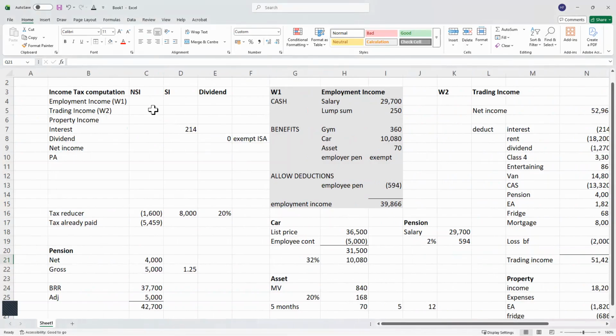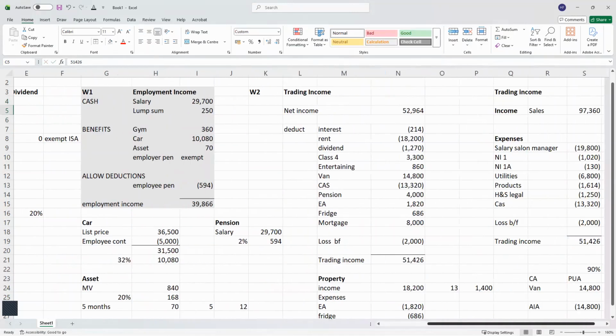So we would have 51,426 taxable as non-savings income in the trading income, and we've already calculated the employment income for working one, which we know is 39,866. So we've now looked at all the information for the trading income.